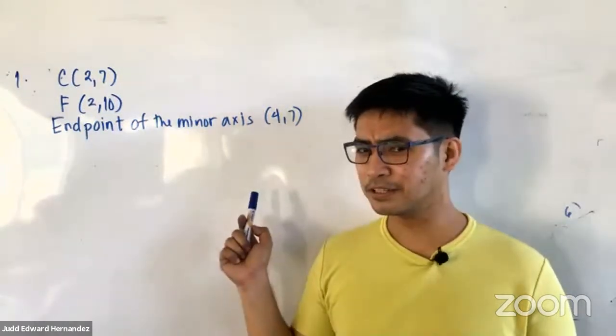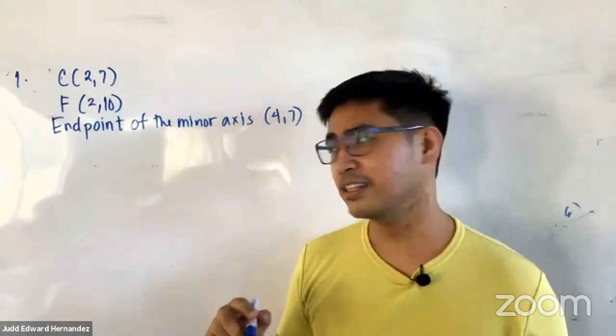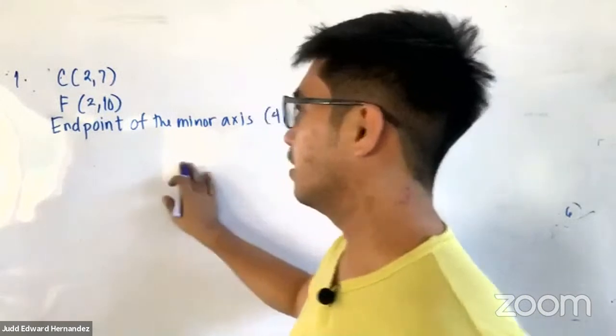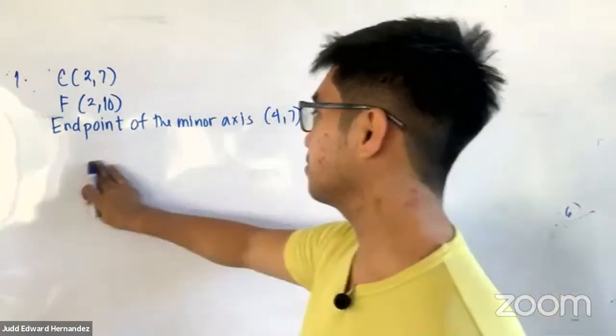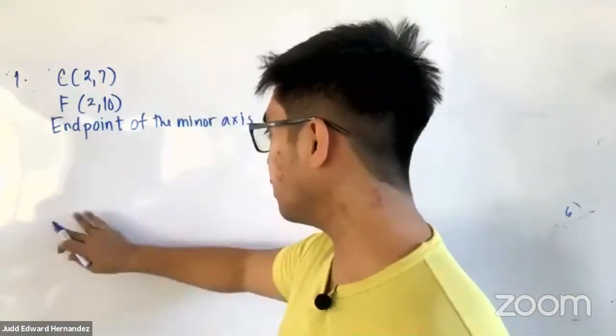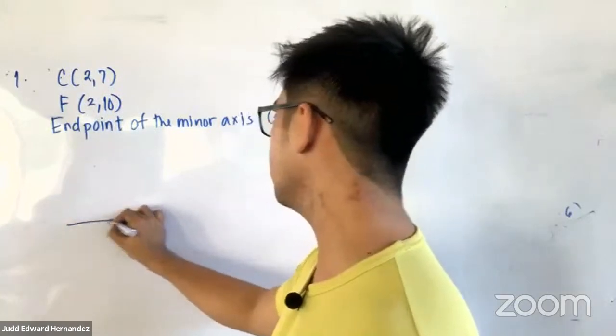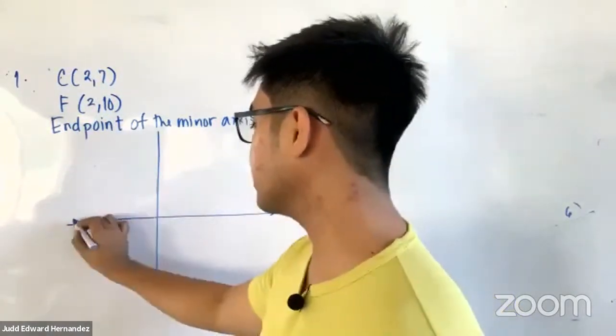Tama? Hindi pa natin ma-identify? Or ma-identify na natin? Sa tingin nyo? Okay. Actually, ma-identify naman na natin agad by just simply looking at the center and the focus. But then, kung hindi mo pa ma-identify, all we have to do is to graph or to plot these points. So, anong sabi? Asan the center natin?